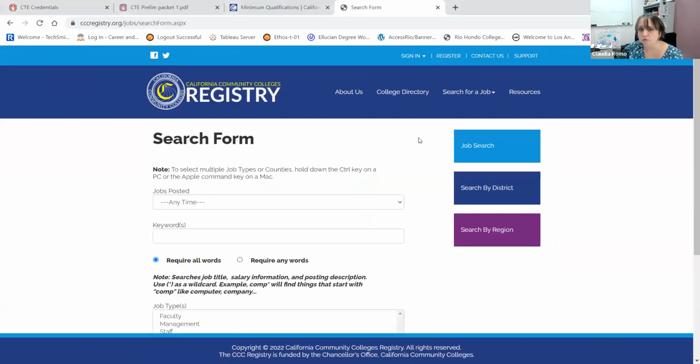So when you're looking at adjunct positions, you go to the community college registry and you can find any position here across any of our California community colleges. And you should begin to work on this so you can put together your resume, your cover letter, your supporting documentation for minimum quals, and have people proof it before you actually submit it. Multiple positions across the state.